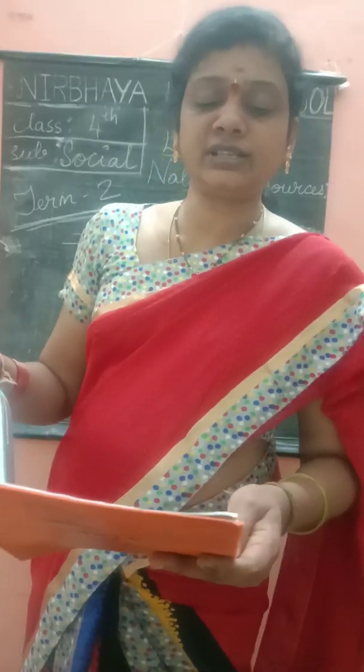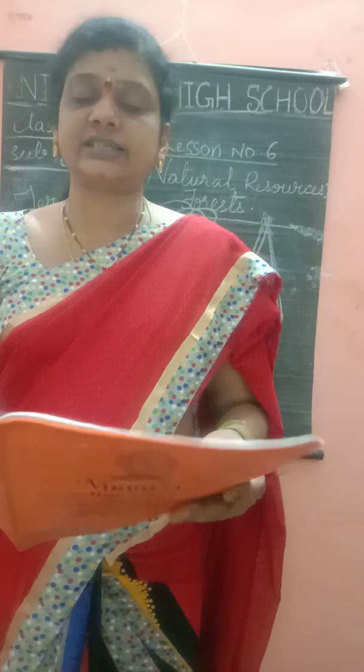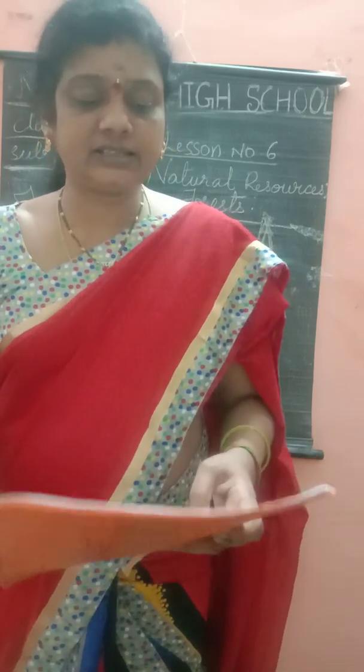Yes, the next one is thorny and scrub forests. The location: the thorny and scrub forests are found in the hot and dry areas. Yes, these include the deserts of Rajasthan and Gujarat, and parts of Uttar Pradesh, Madhya Pradesh and Maharashtra. We can find these forests there.